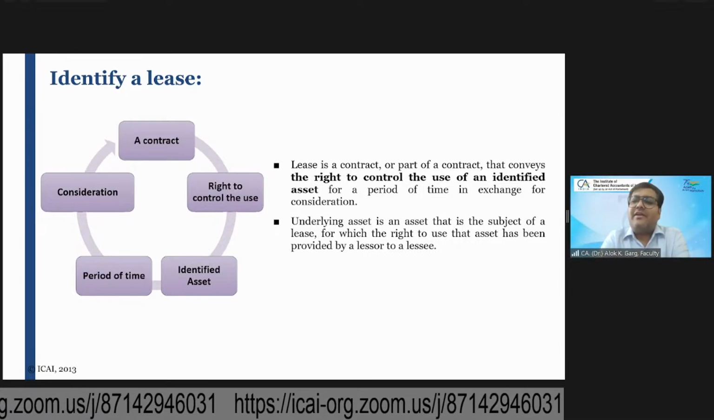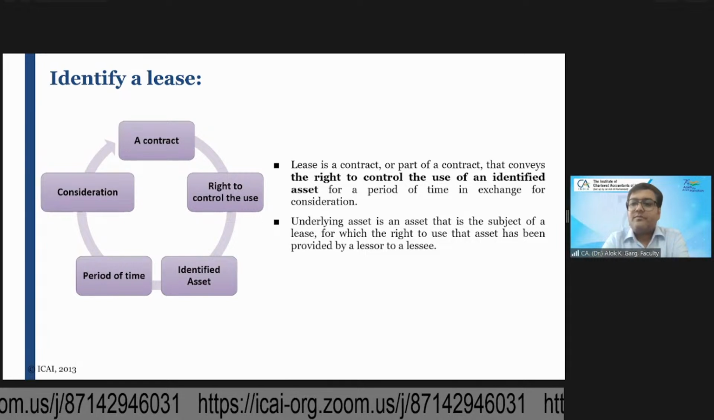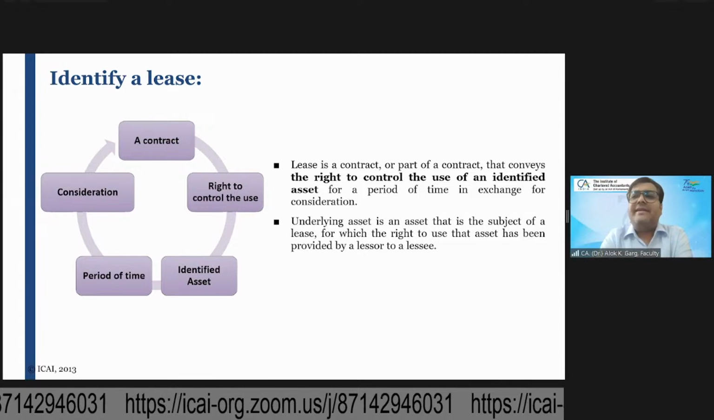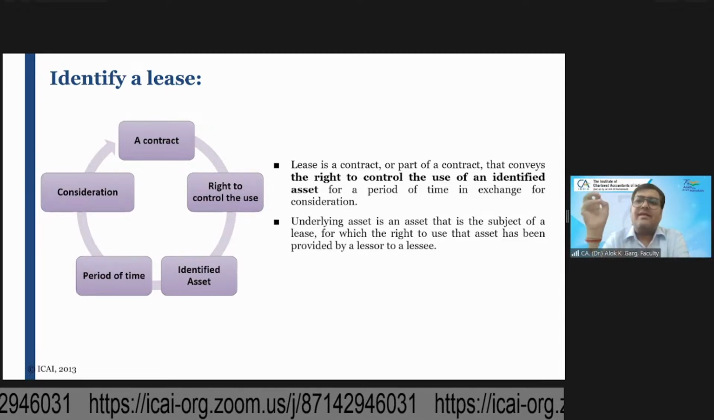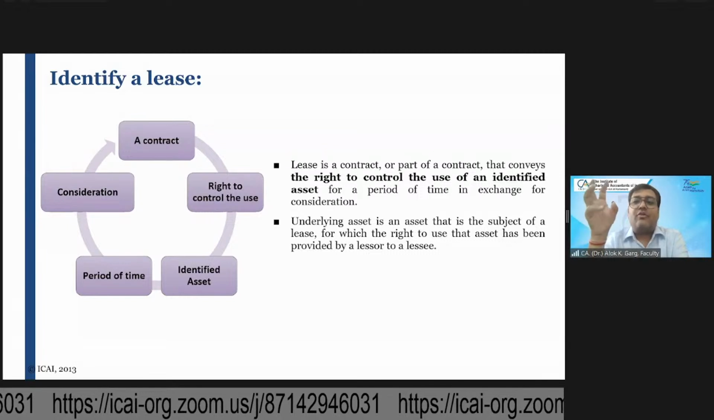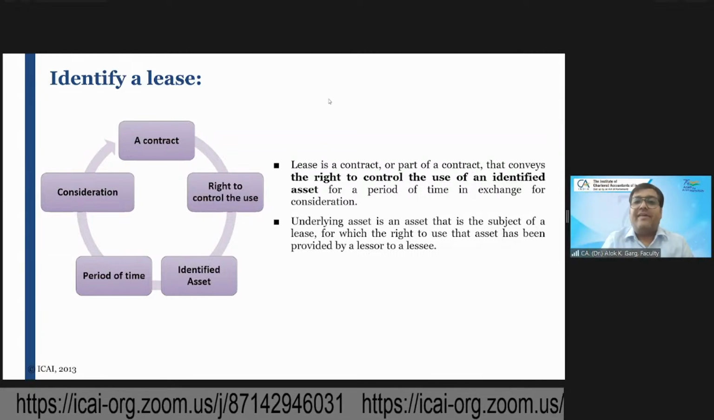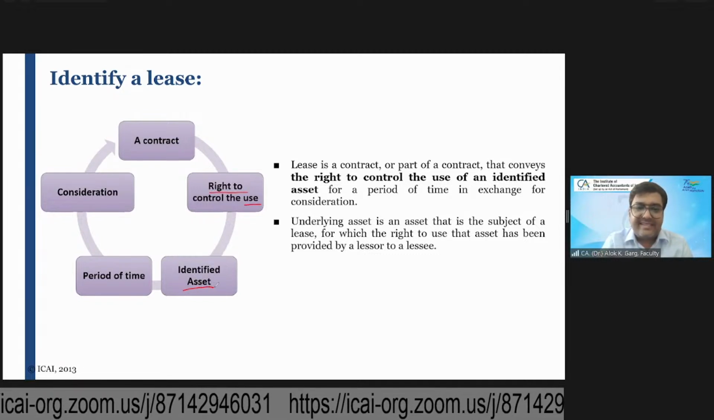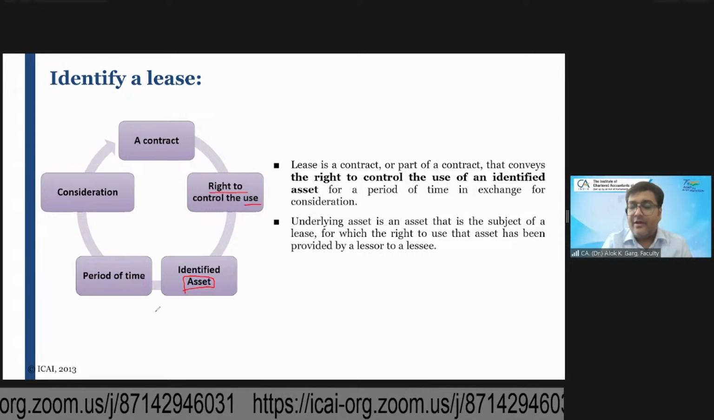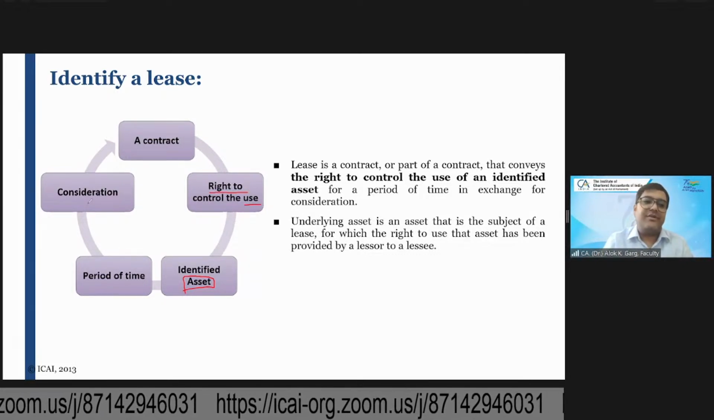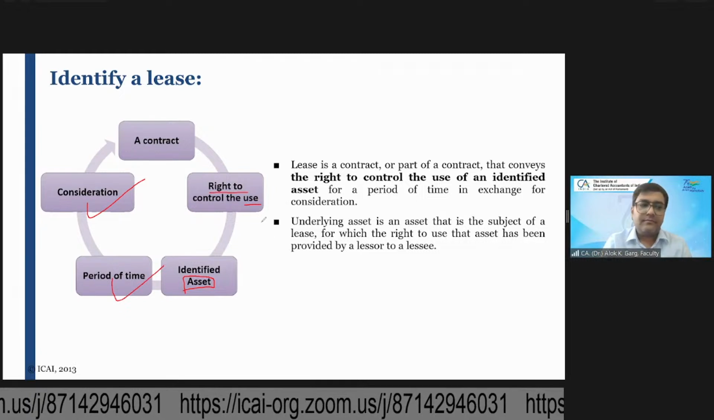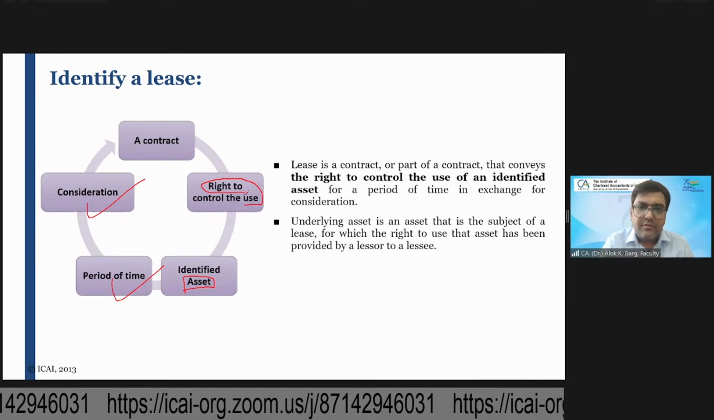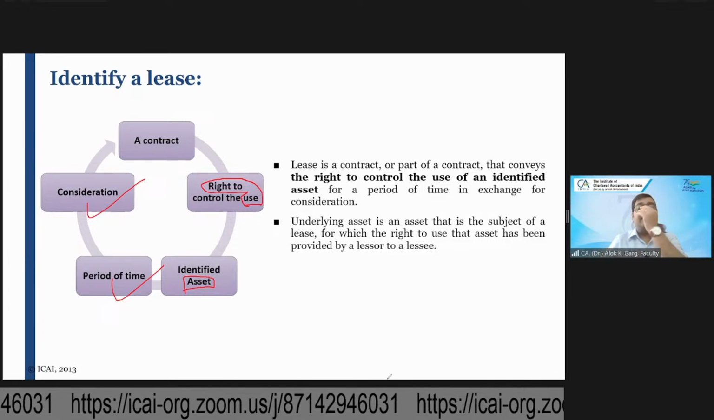Sir, these four aspects were there in AS 19 also. What is new in Ind AS 116? Friends, AS 19 talks about a lease as a contract where the lessor conveys the right to use of an asset to the lessee for a period of time in exchange for a consideration. So in AS 19, this was the wording which was used: right to use of an asset.